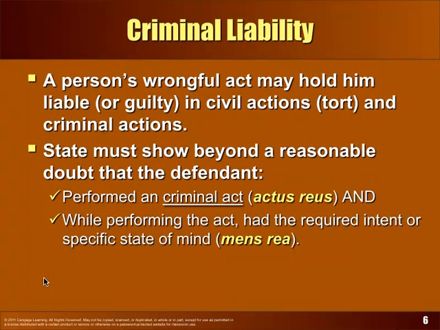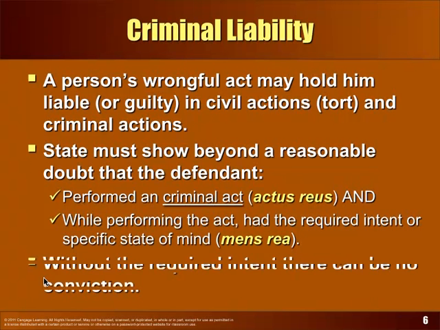If somebody can't prove that, maybe they could show some type of negligence. All right, so you need both those things. And without intent, there can't be a conviction. And I'd even go further to say, unless there's a statute on it, most of the time you can't be convicted of a crime.